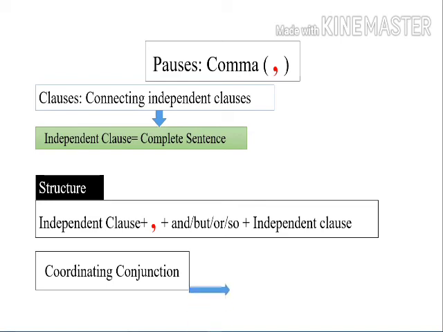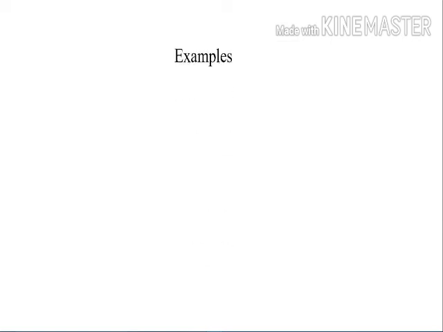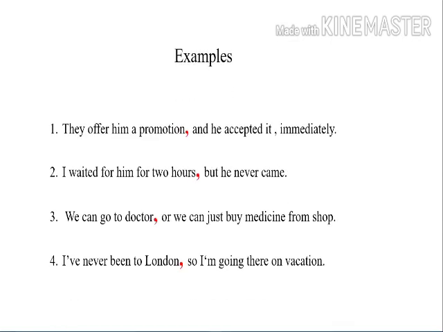In these compound sentences, the coordinating conjunctions are and, but, or, so, etc. These are all the coordinating conjunctions. So now let us see the examples. Number one: they offered him a promotion, and he accepted it immediately. Then I put a comma here as this is an independent clause. I waited for him for 2 hours, but he never came. I put a comma again as this is an independent clause.